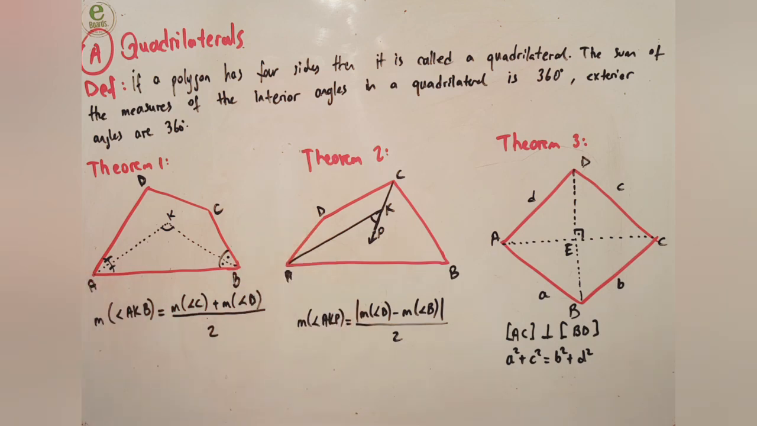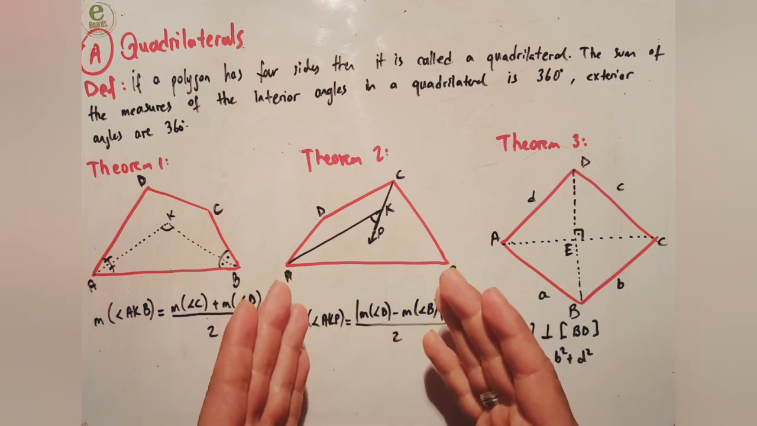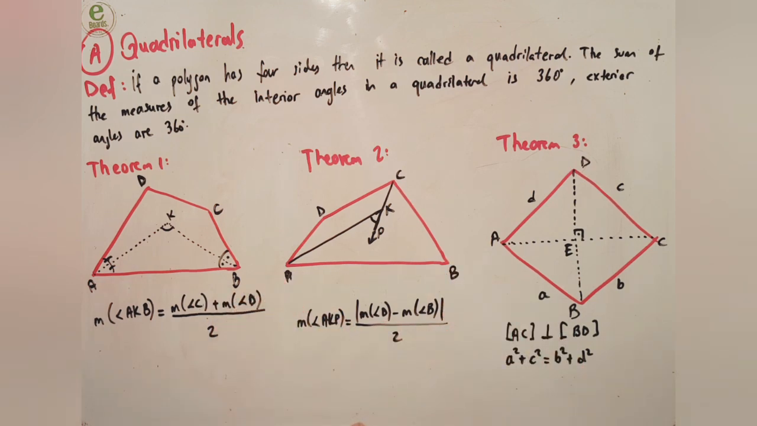Look at the first theorem, and here is given AK and BK are the bisectors of angles A and B respectively. The measure of angle AKB is equal to the measure of angle C plus the measure of angle D over 2. Here for the second, K is any interior point, so the measure of angle AKP is equal to the absolute value of the measure of angle D minus the measure of angle B over 2.